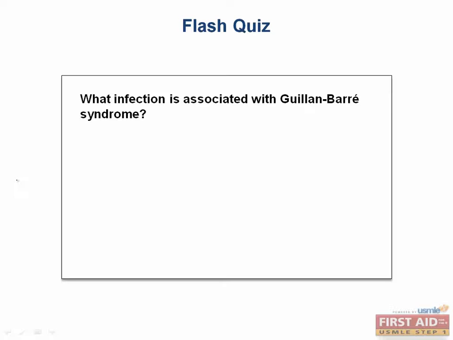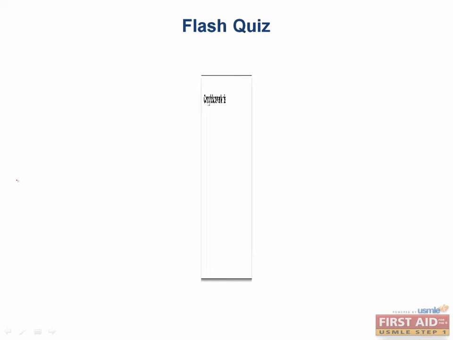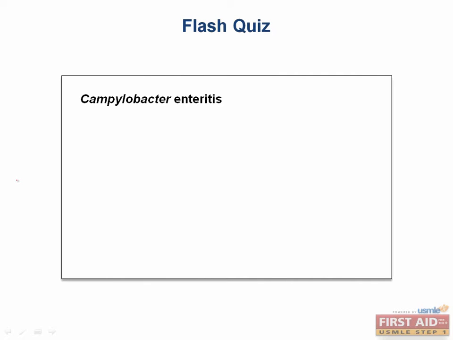Alright everyone, it is time for another flash quiz. And the question is, what infection is associated with Guillain-Barré syndrome? The answer is Campylobacter enteritis.